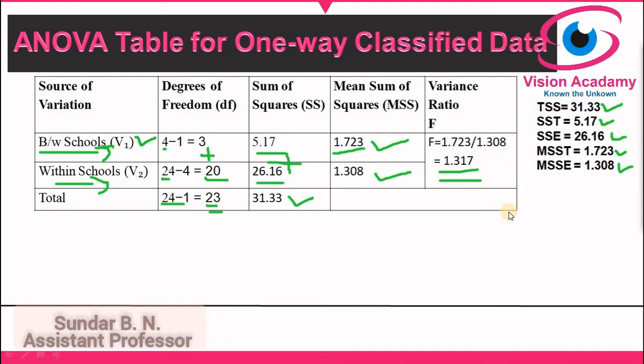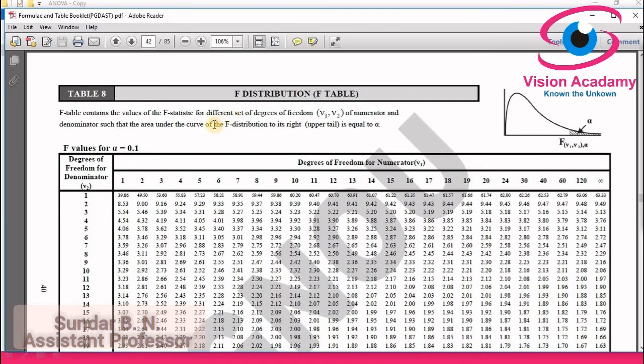So after finding that calculated value, you all know that we have to see the tabulated value, and then we can compare the calculated value with the tabulated value. Finally, we can come to a decision whether to accept the null hypothesis or fail to accept the null hypothesis. Then let us see the table first, that is F distribution. In my last video, I told you how to read this table.